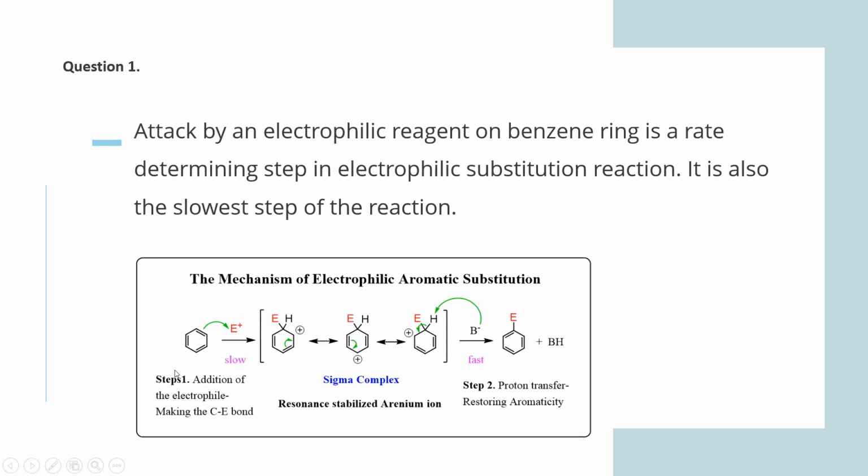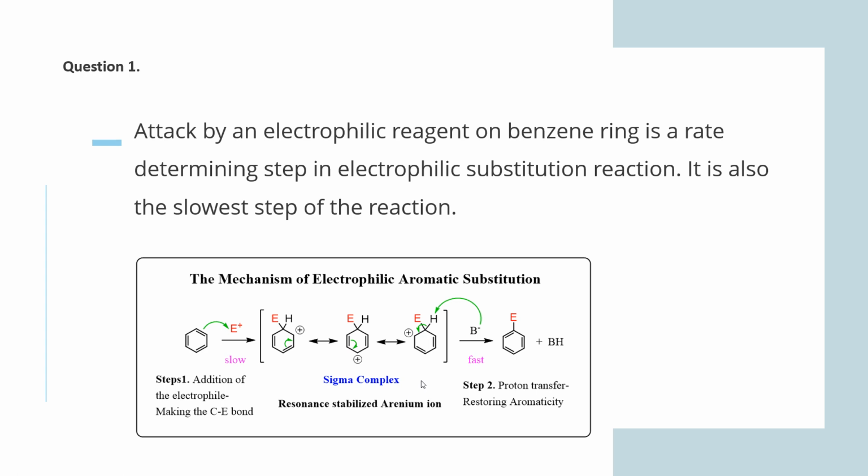First, the aromatic substrate attacks on the electrophilic reagent which is present in the environment. Okay, so first the electrophile gets generated and the attack takes place by the aromatic substrate on the electrophilic reagent. This slow attack results in the formation of the carbocation intermediate of electrophilic aromatic substitution, which is known as sigma complex. And this carbocation intermediate formed is resonance stabilized, and this resonance stabilized arenium ion is better known as sigma complex.